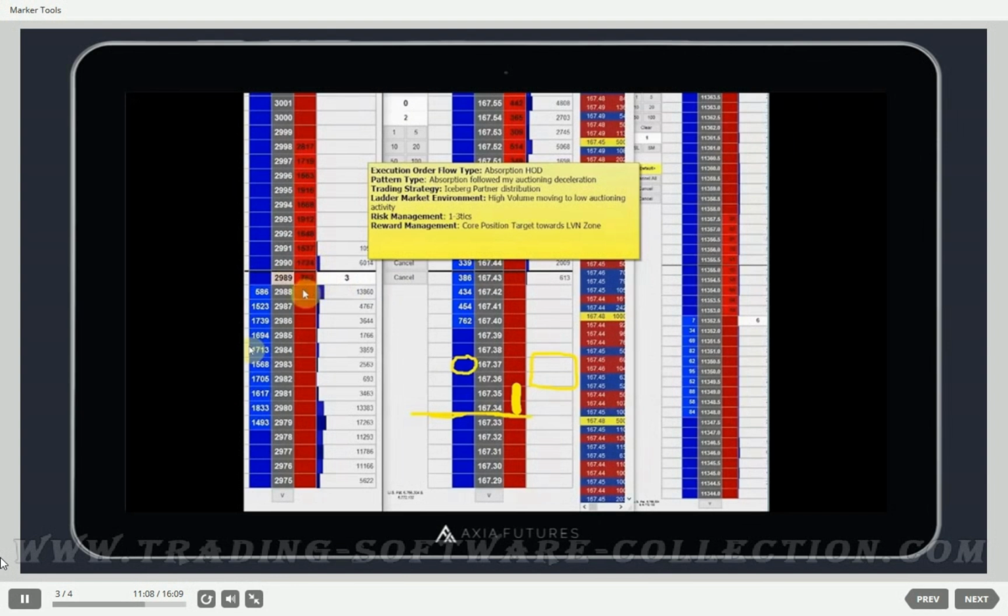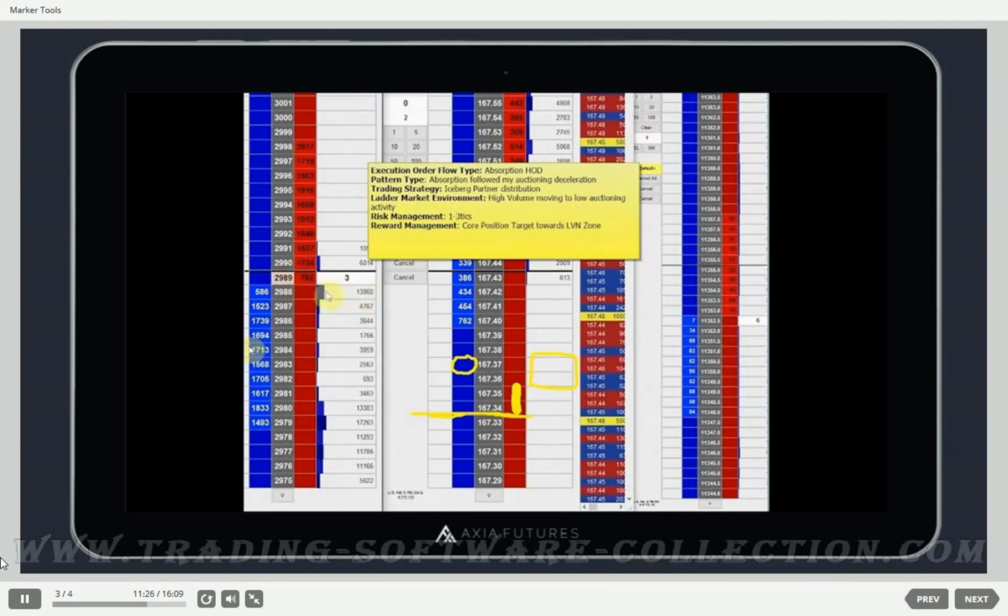on the offer side, but then all of a sudden the buy side activity starts decreasing, and the auctioning starts decreasing. And the moment you notice that the auctioning speed starts decreasing, then you know that the absorber is starting to win the battle, and that's when you start actually entering your trade.